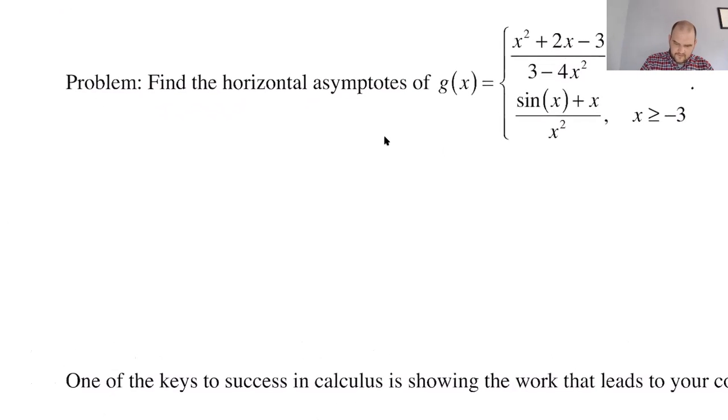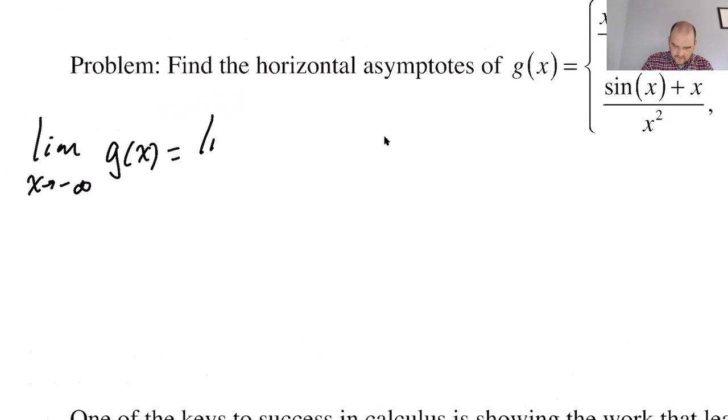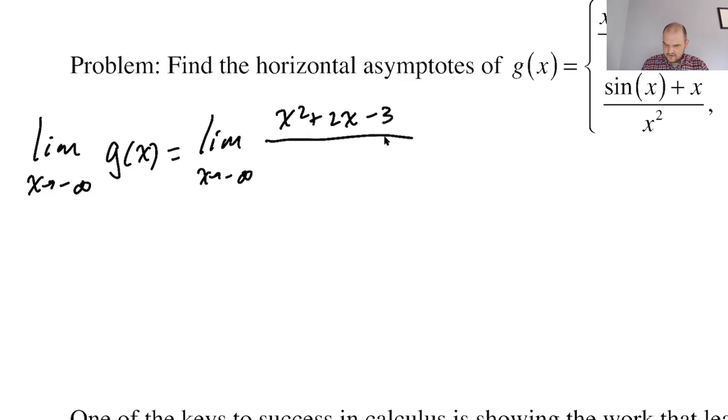We always start with the notation: limit as x approaches negative infinity of g of x is equal to. You want to start with that because you're telling people what you are doing. The limit as x approaches negative infinity of the rational function, which is x squared plus x plus 2x, 2x minus 3, over 3 minus 4x squared.